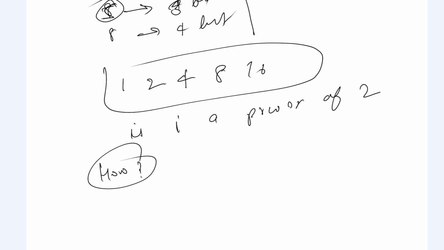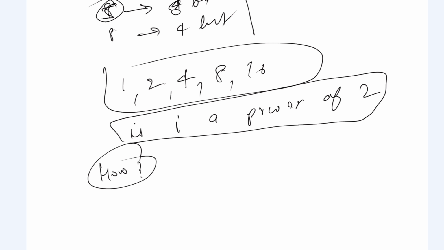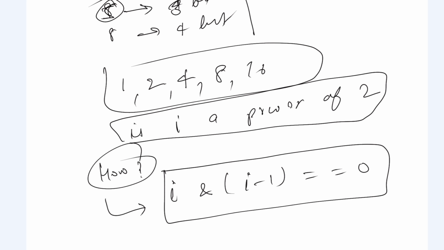Means every bit we have seen, right? And the bit length increases only at the power of 2, like 1, 2, 4, 8, 16, like that, right? So instead of calculating the length every time, we just need to check whether it is a power of 2. How will we check that? I and I minus 1. If it gives you equal to 0, if it is true, it means increase the bit length.